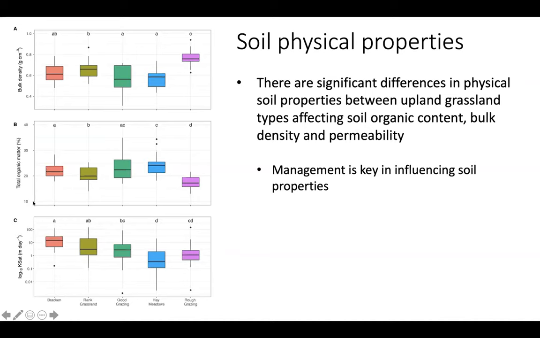So if we have a look at this bottom graph, and particularly here, the Ksat is the permeability of the soil in meters per day. Now, all of these soils are very free draining, that's quite high permeability, but you can see here that the bracken and the rank grasslands, which are our ungrazed sites, have a much higher permeability than our grazed sites down here.